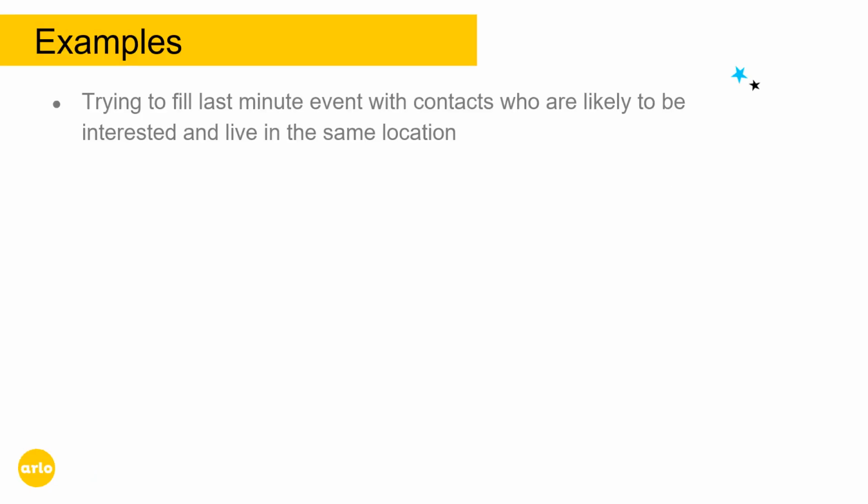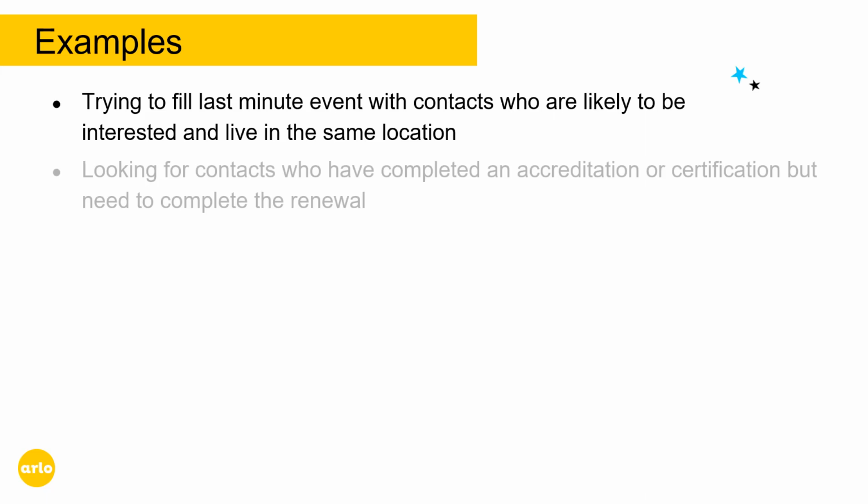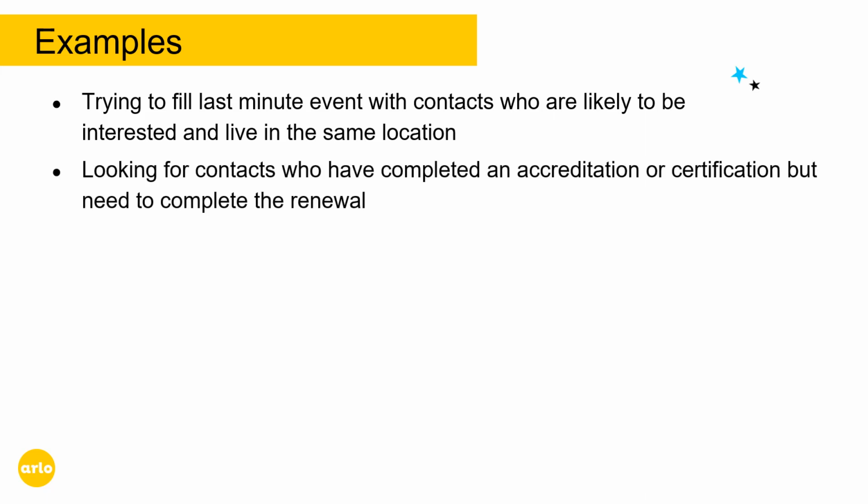For example, if you had a certain course running and were trying to fill some last-minute spots, you could use campaigns to find contacts in your CRM who have completed similar courses and may live in the same area that course is running. Another example is where a renewal course may need to be completed to keep a certain accreditation or certification. You could use campaigns to see who has completed the required course, but not the renewal, so that you can reach out and let them know.